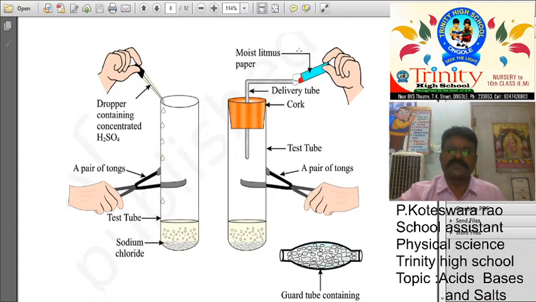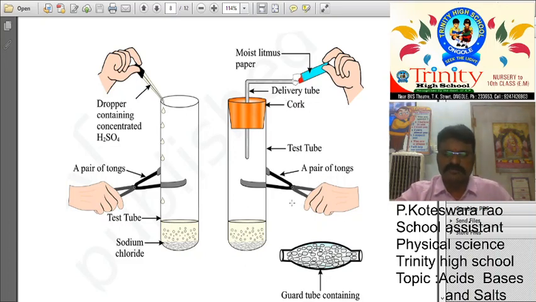If you take dry litmus, what happens? It does not change into red. But if you take wet blue litmus paper, it changes into red. So from this experiment we decided that acid acts only in aqueous condition.